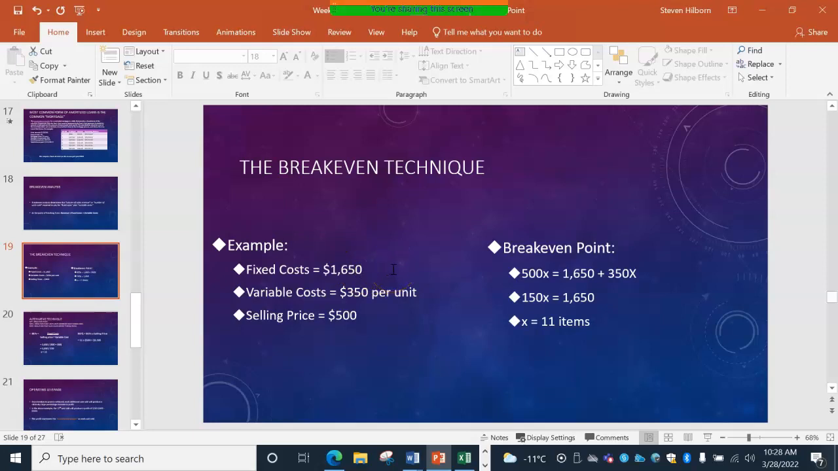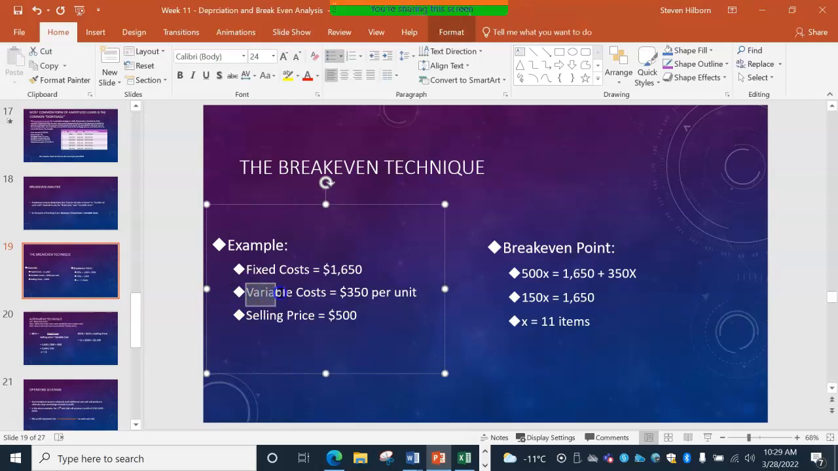So let's just say that this is mattresses for whatever reason. By the time we order the mattress in, the driver drives it to the showroom, and we pay our staff to sell things and deliver to homes and stuff like that, we think it costs us about $350.